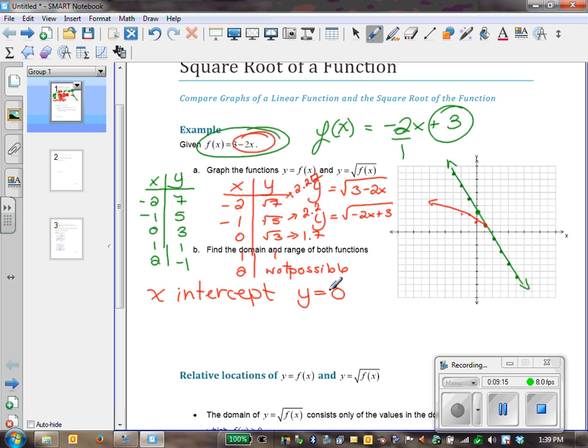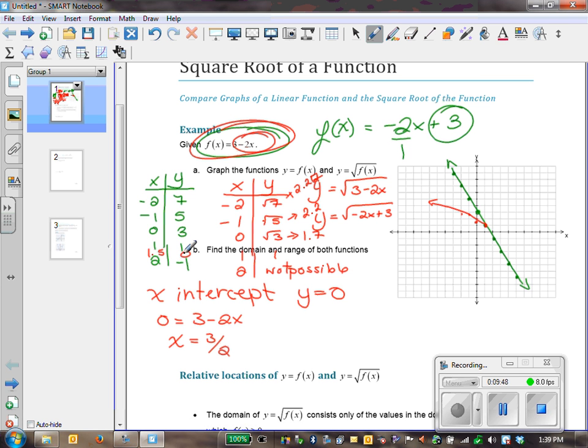Okay, so we're going to go back to our original thing. So 0 is equal to 3 minus 2x. So x is equal to 3 over 2, which is 1.5, right? So we know on this original graph at 1.5, y is 0. Yes? You guys agree with me?